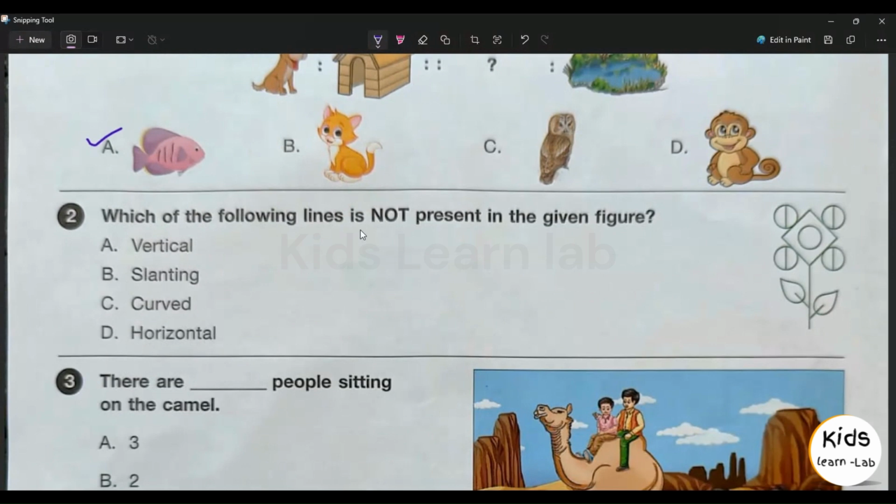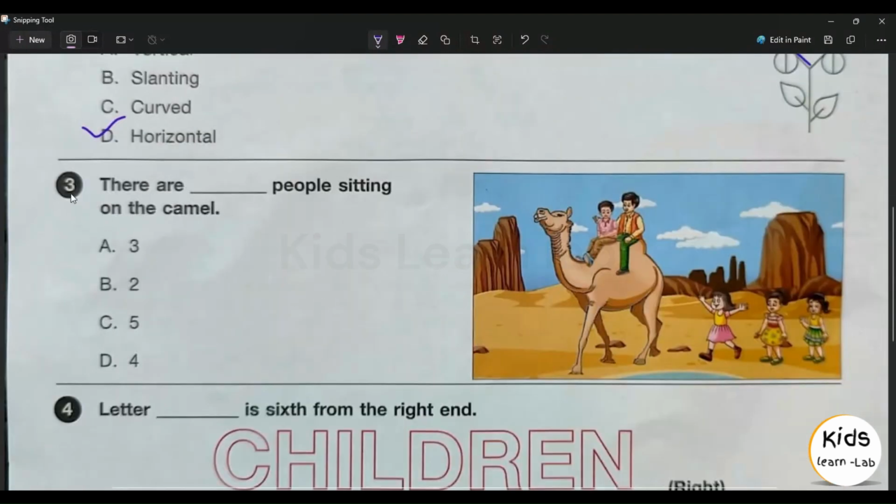Second question, which of the following lines is not present in the given figure? Vertical line is present, slanting line is present, curved lines are present, horizontal lines are not present. So option D, horizontal, is the right answer, children. Third question, there are dash people sitting on the camel. So camel is there. On the camel, 1, 2, 2 people are sitting. Option B is the right answer.